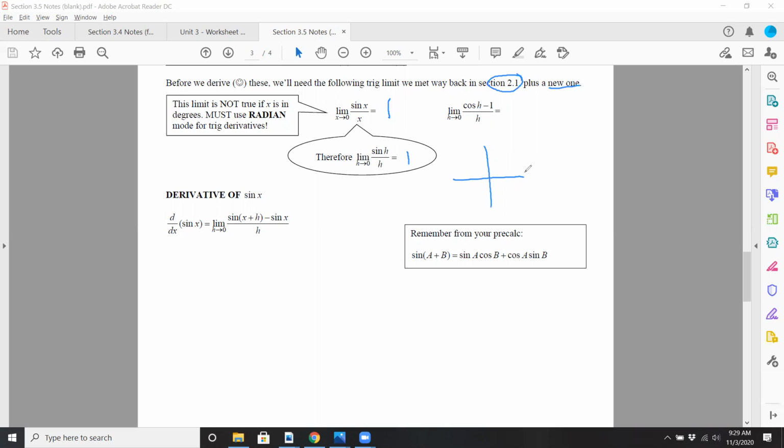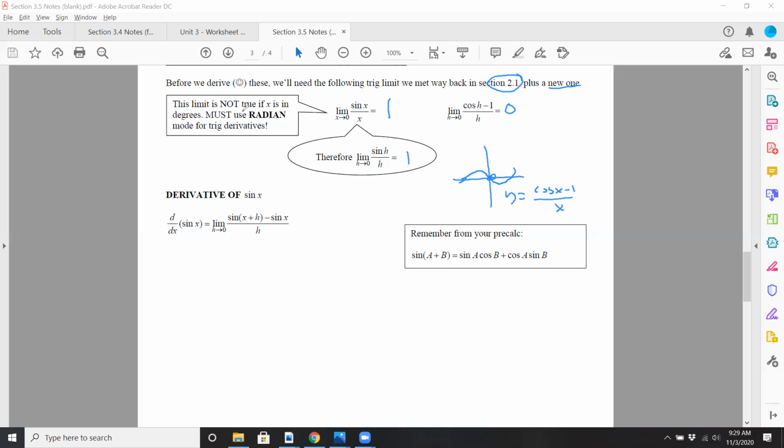Let me switch to Radian mode here. So this is going to be y equals cosine x minus 1 over x. Looks like that, and there's actually going to be a hole right there. So that limit's going to be 0. That's a new one, and we usually just use graphical or numerical means to evaluate that. So anyway, keeping those two limits in mind.